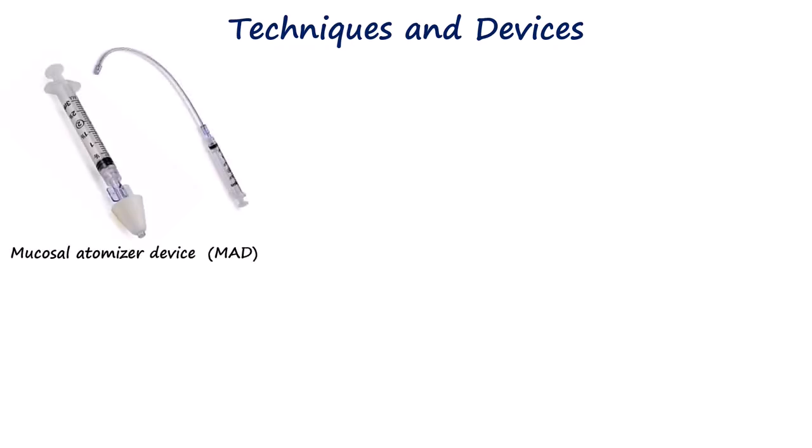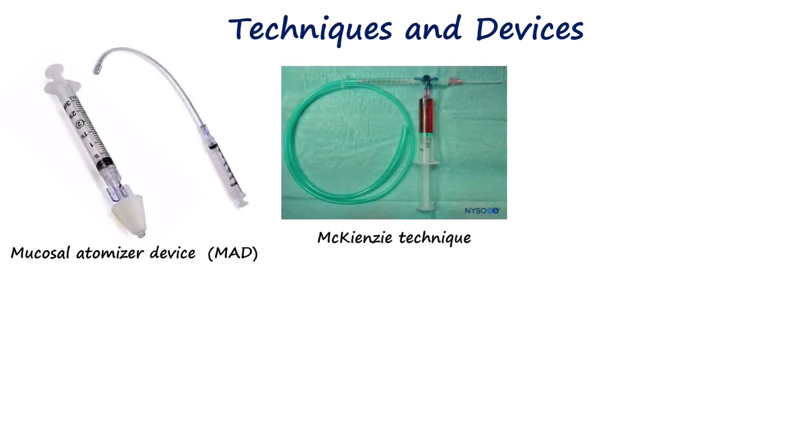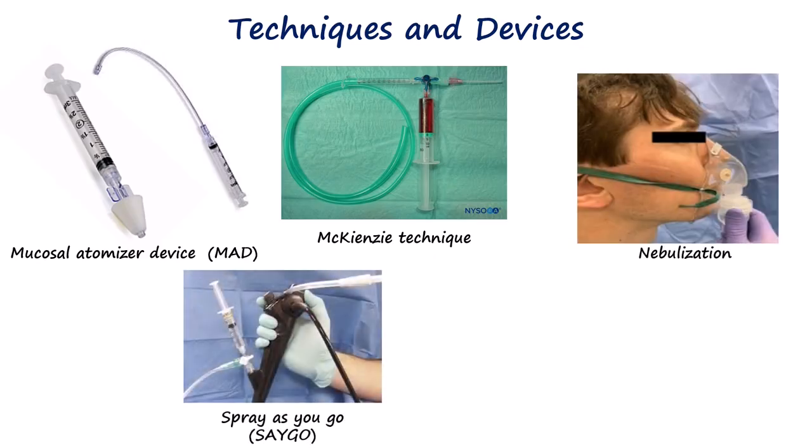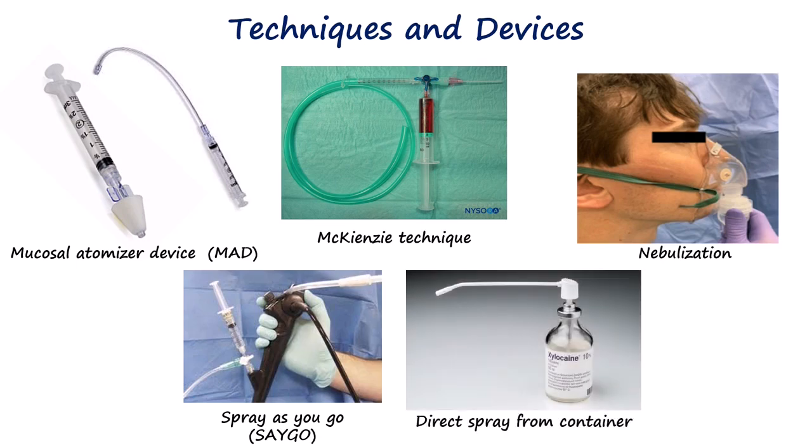There are many techniques and devices that can be used to deliver the drugs that we have discussed. These include mucosal atomization device, the McKenzie technique, nebulization, and spray-as-you-go technique. Local anesthetics can also be directly sprayed from its container or used as mouthwash or gargles. We'll discuss the ones that are mostly used in clinical practice.